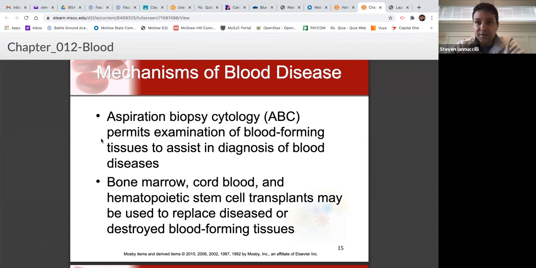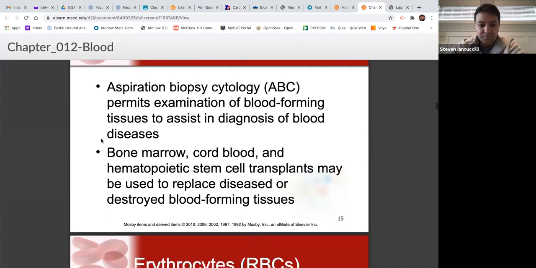So if someone has a tumor that a doctor wants to diagnose to make sure it's either malignant or benign, they will get a biopsy, which means they'll go out and take a piece of that tumor. So if they want to check your myeloid tissue or your lymphoid tissue, they'll actually go in and take a biopsy. And then they can look at that biopsy under a microscope and do some various tests on it to see what the problem is.